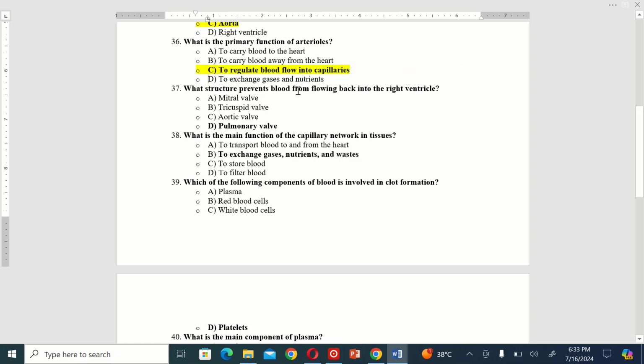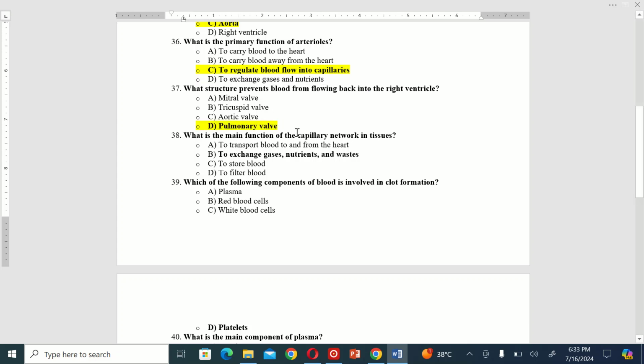What structure prevents blood from flowing back into the right ventricle? A. Mitral valve. B. Tricuspid valve. C. Aortic valve. And D. Pulmonary valve. So the correct option is D, pulmonary valve.